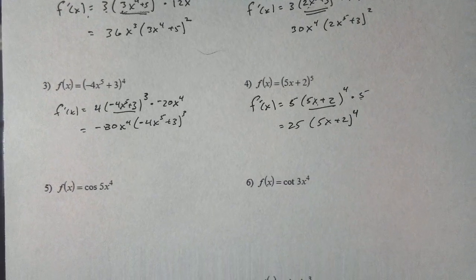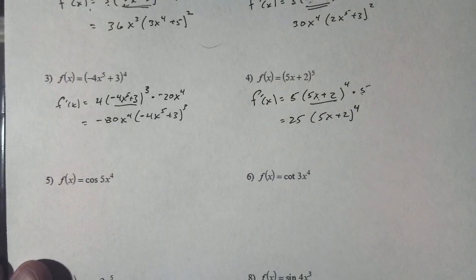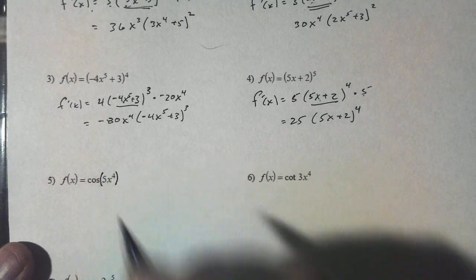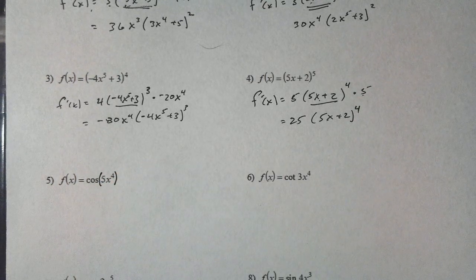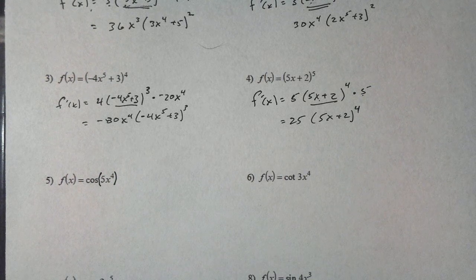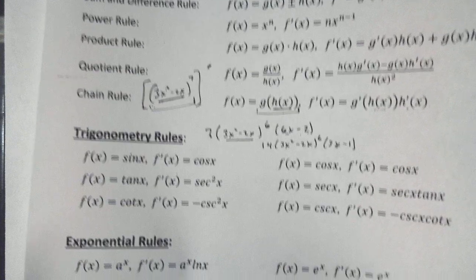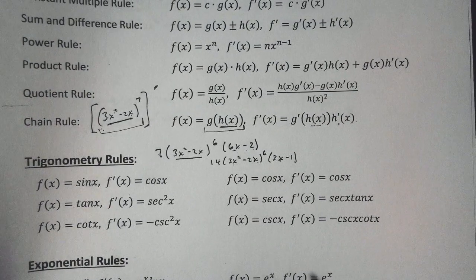Okay, now for number 5, for this next set, I'm going to put parentheses around here just to emphasize our baby function is 5x to the fourth. Our mama function is cosine. We come back here and we take a look.